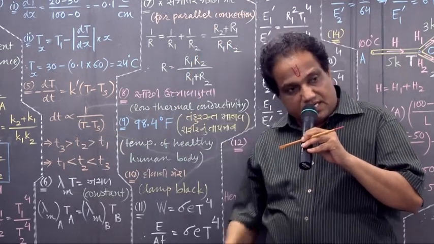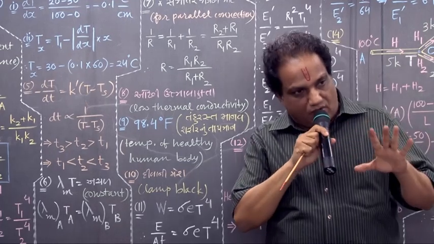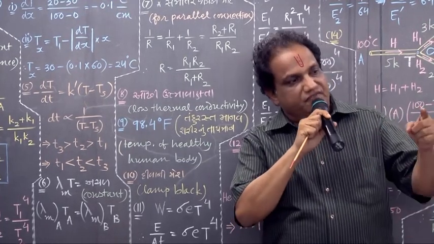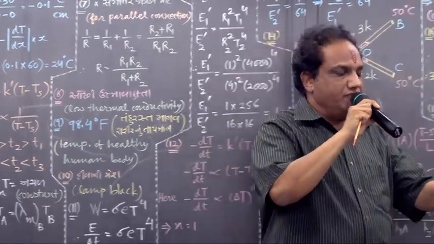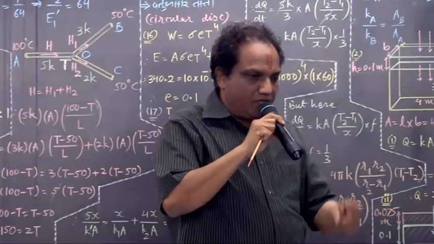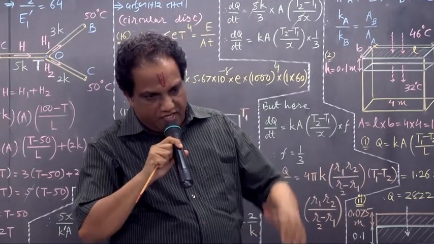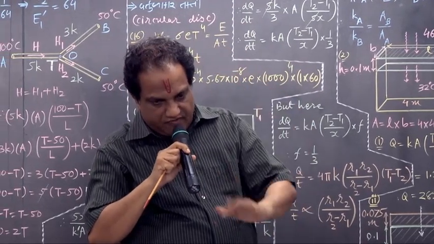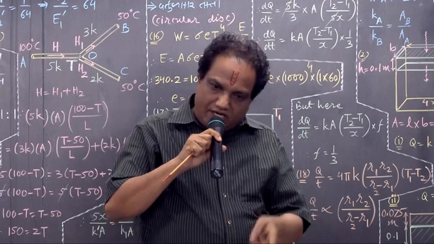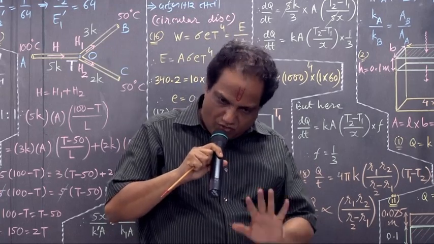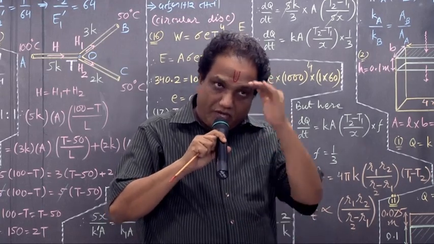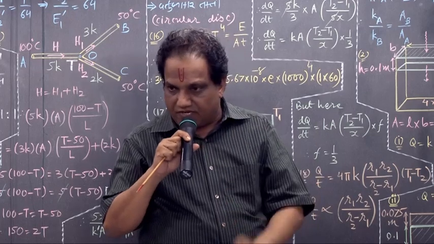Suppose the temperature of the surrounding is 50 degrees centigrade, which should be taken constant. What is the temperature of the body? Initially 100, so 100 minus 50, that is 50. Later on, the temperature of the body became 90. 90 minus 50.